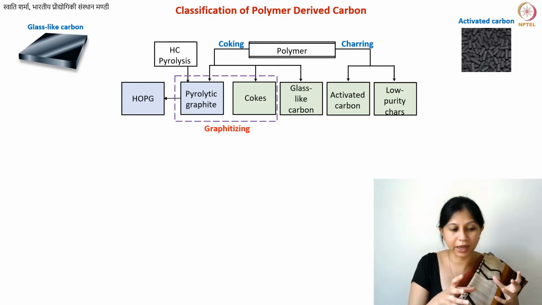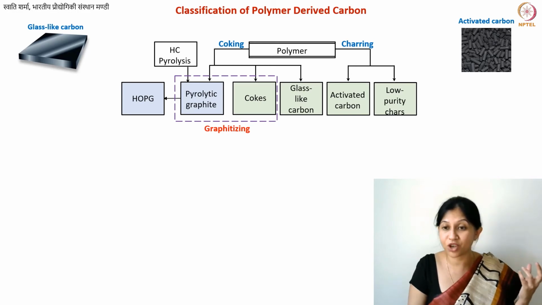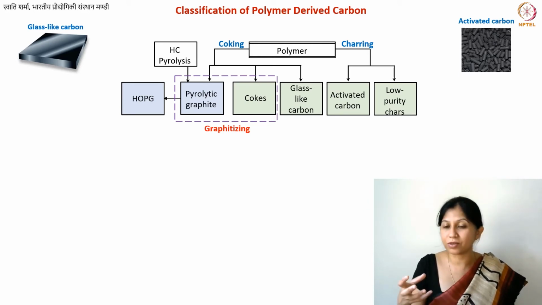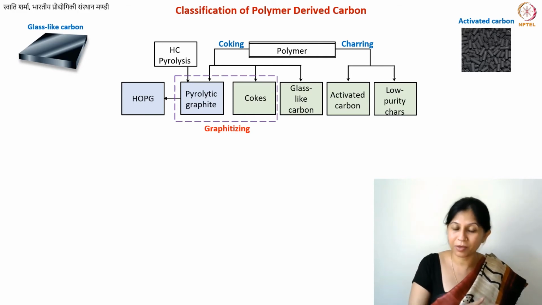So this is again a rule of thumb. It's not the case with all the materials or all the polymers. Certain synthetic polymers can also have charring or a combination of coking and charring. But as a rule of thumb, natural polymers like cellulose will give you chars. So they will undergo the charring mechanism, and synthetic polymers coking.